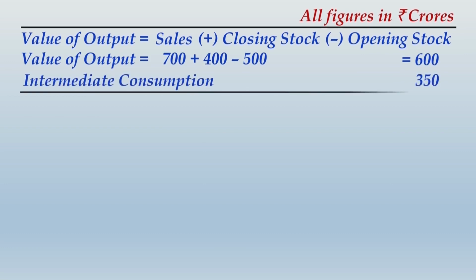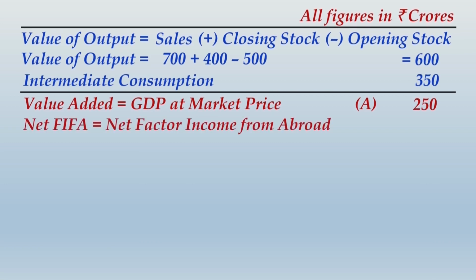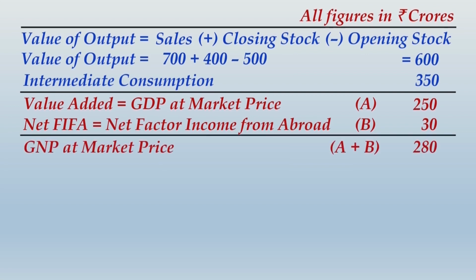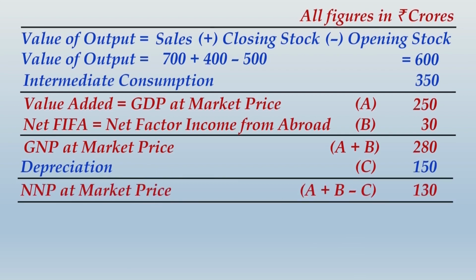Intermediate consumption is given as 350. So value added, that is GDP at market price, comes to 600 minus 350, that will be 250. Net factor income from abroad is given as 30. So GNP at market price will be 280, that is A plus B. And from this, when you subtract depreciation, you get NNP at market price as 130.